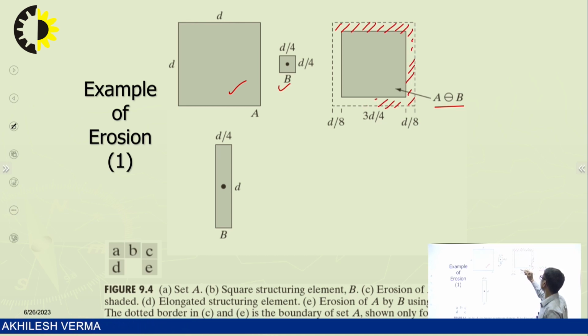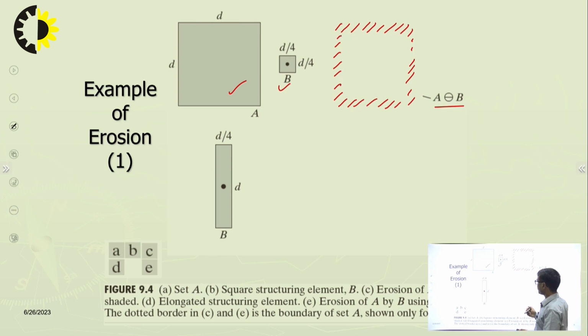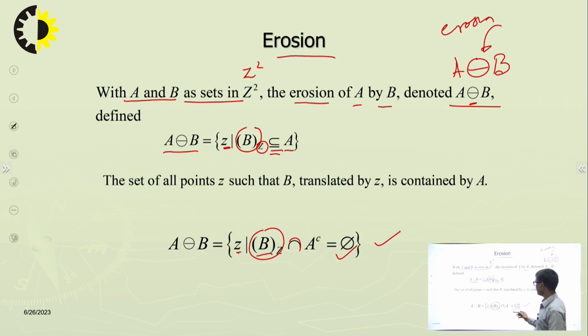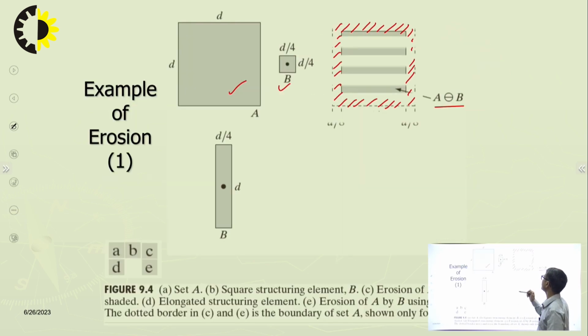this dimension. Why? Because by the definition of erosion, we can easily see what we are saying. When B is translated by Z, it should be a part of A, or otherwise you can say simply when B is translated by Z, the intersection with A complement is phi. We can apply both here.